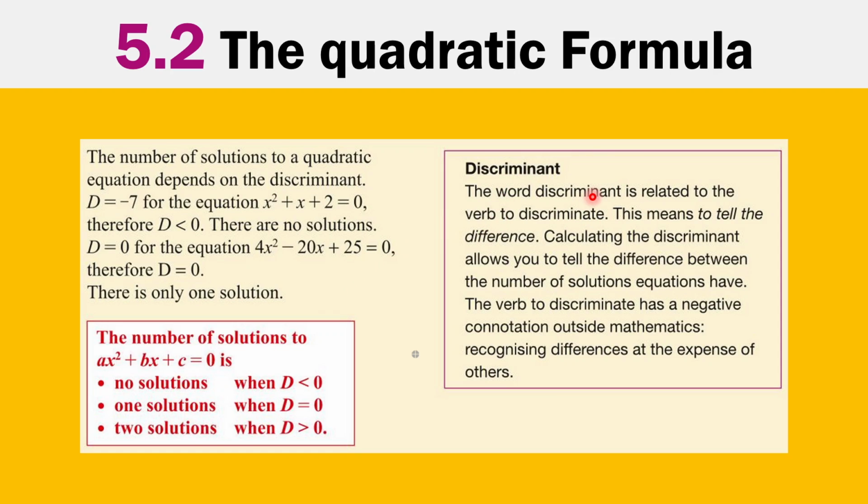And the word discriminant in this case means to tell the difference. And here it can tell you how many solutions you have. Calculating the discriminant allows you to tell the difference between the number of solutions equations have. The verb to discriminate has a negative connotation outside of mathematics, recognizing differences at the expense of others. In mathematics, it isn't something negative, unless you find this whole thing to be one big mess and you are negative about it. But normally in mathematics, to discriminate is not something negative.